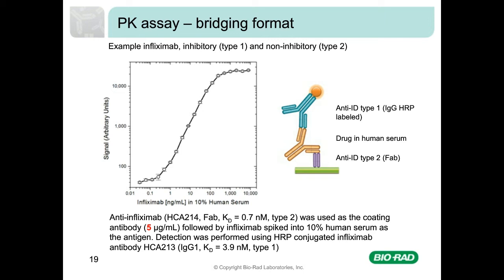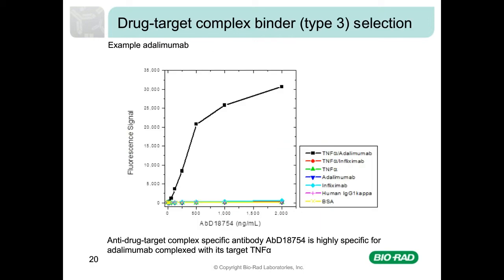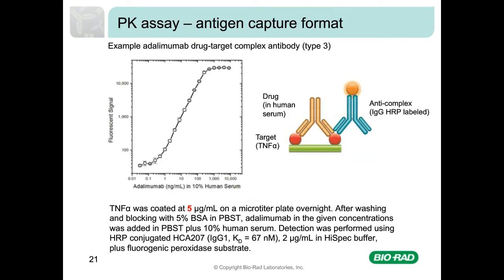Antibodies which are specific for the drug target complex allow us to design assays for analysis of levels of bound drug. Here's an example of such a type 3 antibody, which is highly specific for adalimumab complexed with its target TNF-alpha. In this specificity titration ELISA, ABD 18754 only binds to the TNF-alpha adalimumab complex. It does not show any binding to TNF-alpha or adalimumab alone or to the TNF-alpha infliximab complex. With these drug target complex specific antibodies, a very sensitive and robust assay was built.